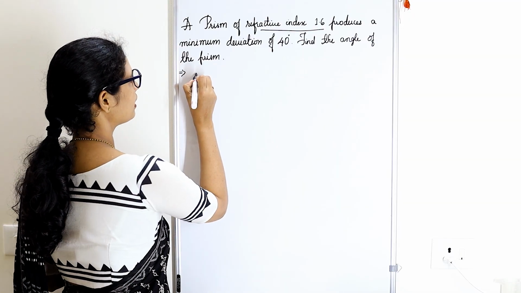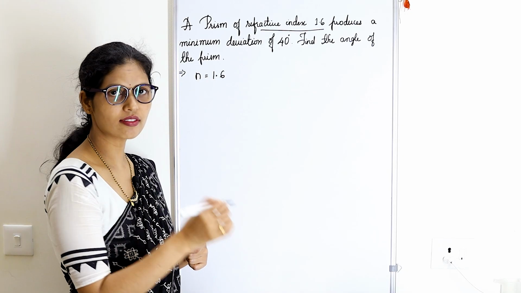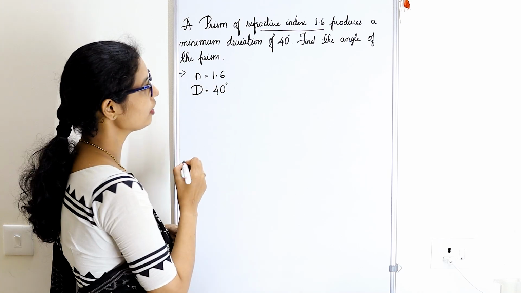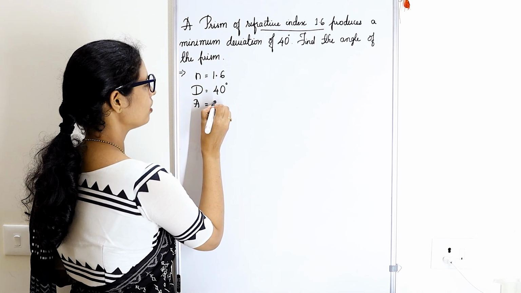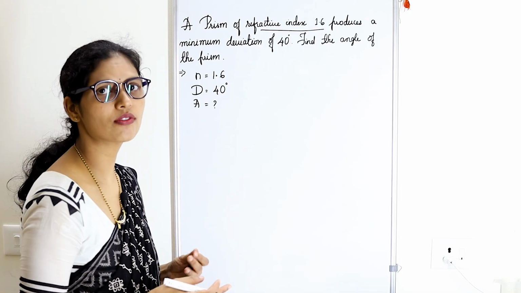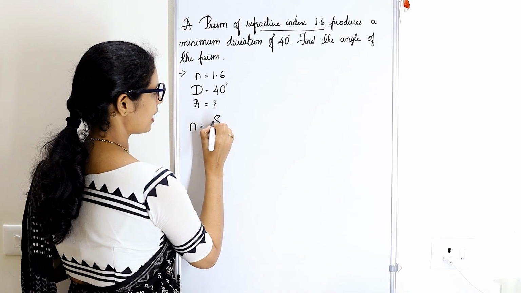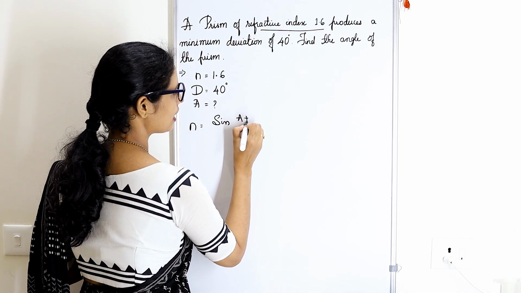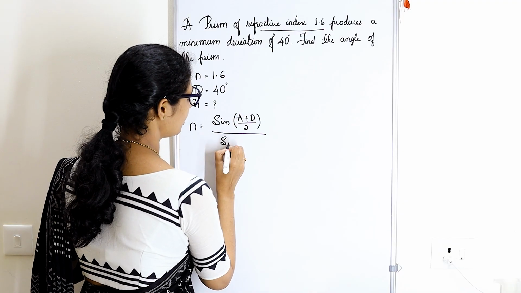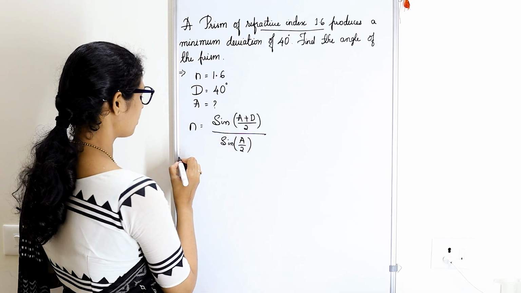So here they have given the refractive index of the prism, that is 1.6, and the minimum deviation, that is 40 degree, and you need to find out the value for the angle of the prism, that is A. Do we know the formula for it? Yes, we know the formula for refractive index of the prism. That is n equals sine of (A plus D) divided by 2, whole divided by sine of A divided by 2. Let's substitute the values.